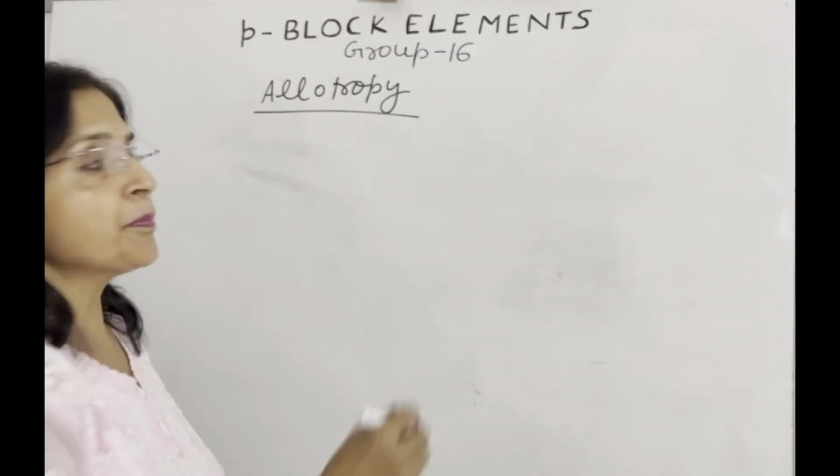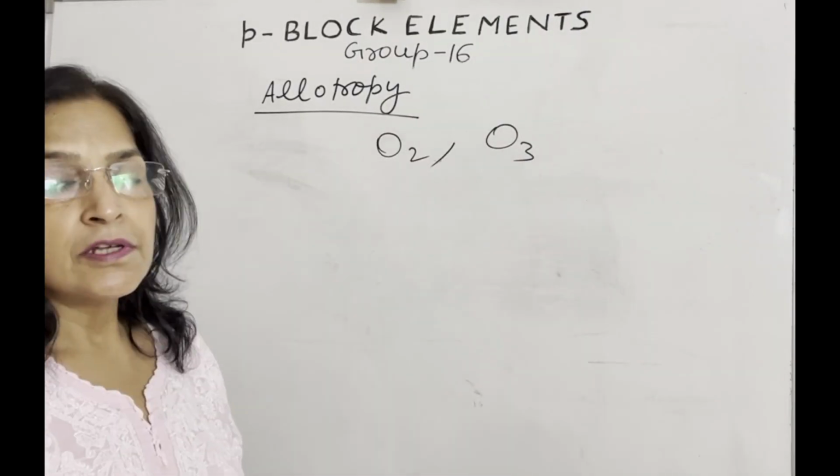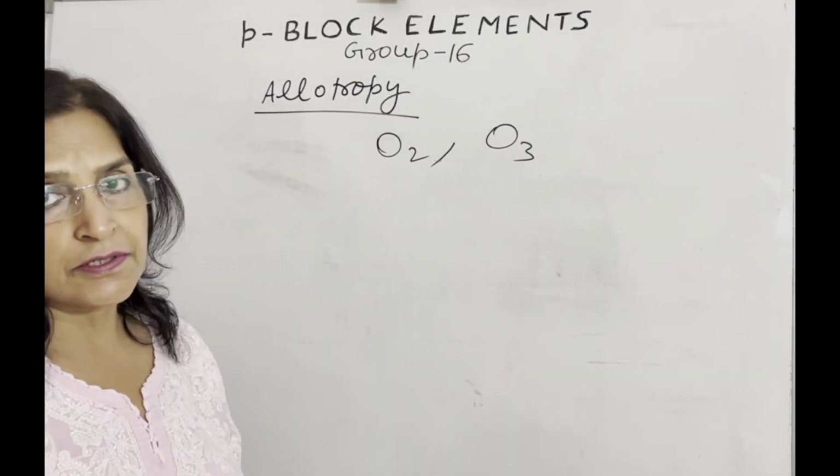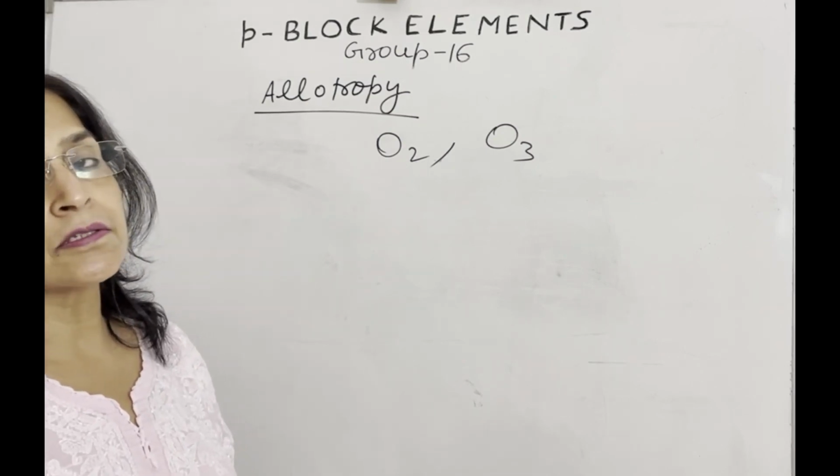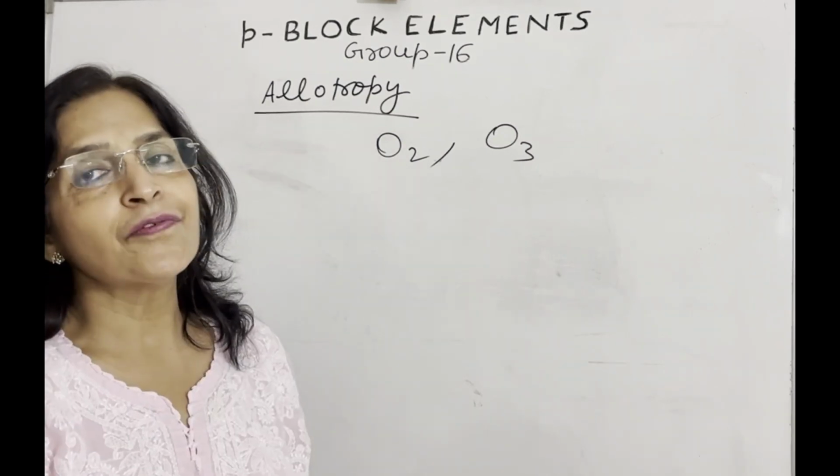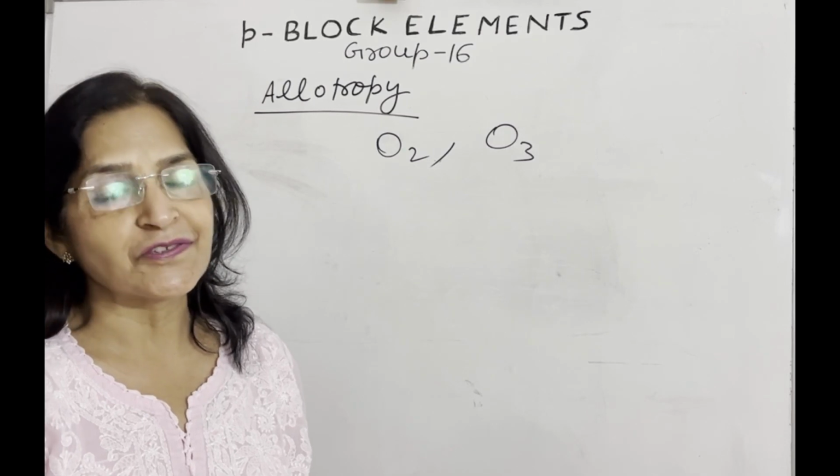Oxygen has two allotropic forms, oxygen and ozone. Sulfur has a number of allotropic forms. And selenium also exists in 8 allotropic forms. Now we will discuss trends in chemical properties of these elements.